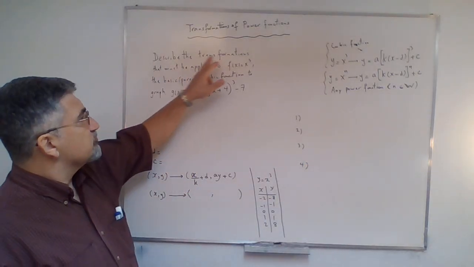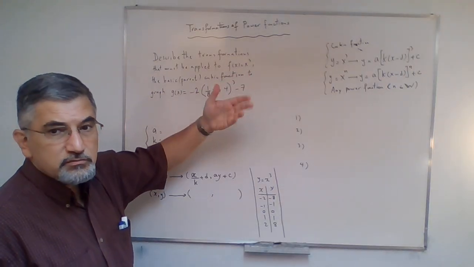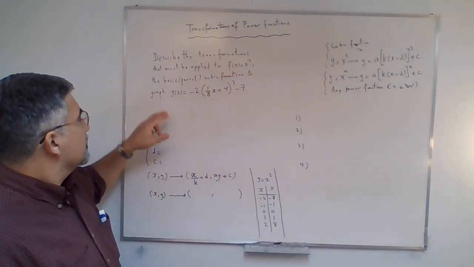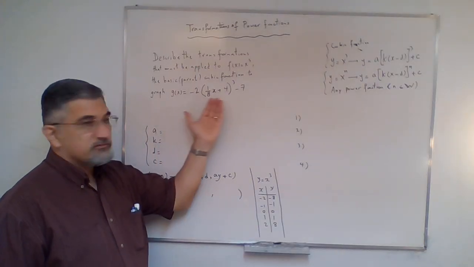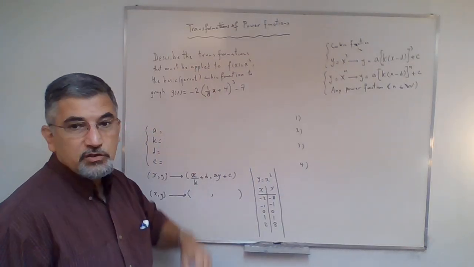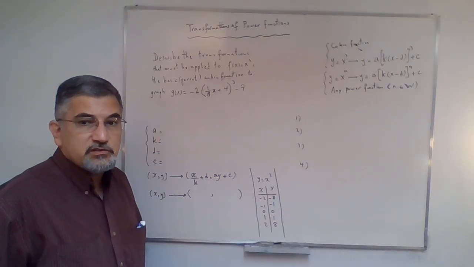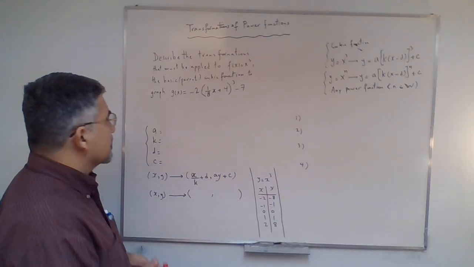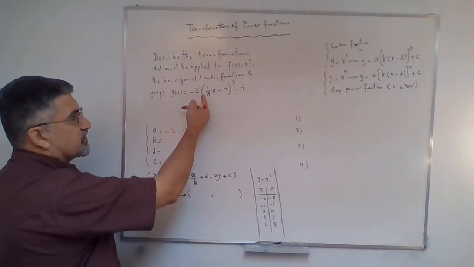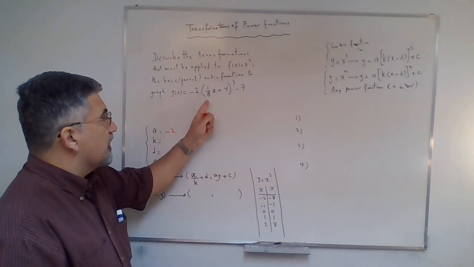It says describe the transformations that must be applied to y equals x cubed, the basic cubic function, to graph g of x, which is this transformed function. It's a complicated cubic function. The first thing we do, as we have always done in the past lectures, is to find the values of a, k, d, c. So here a is negative 2, k, we have to find out what it is.